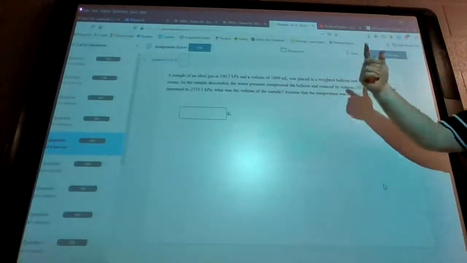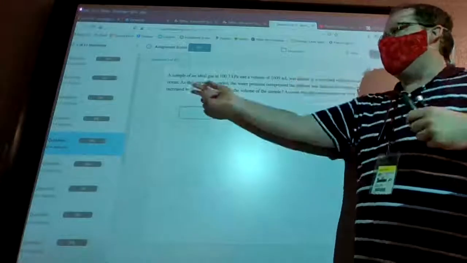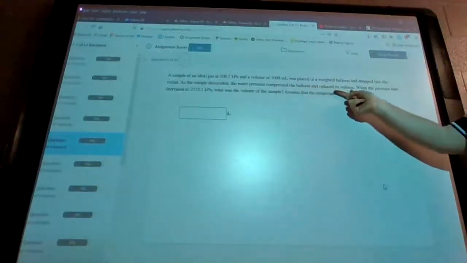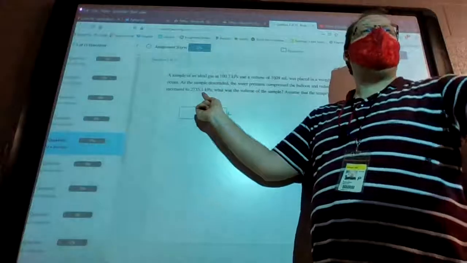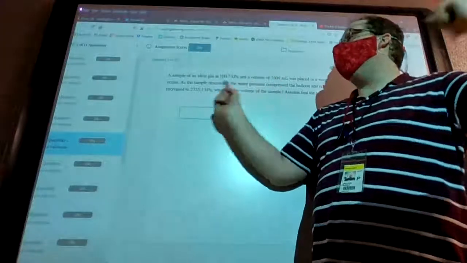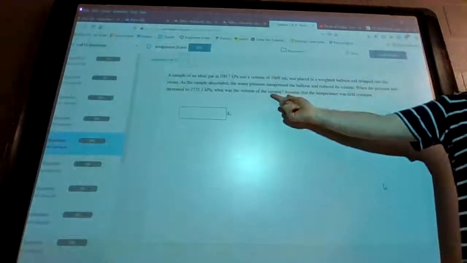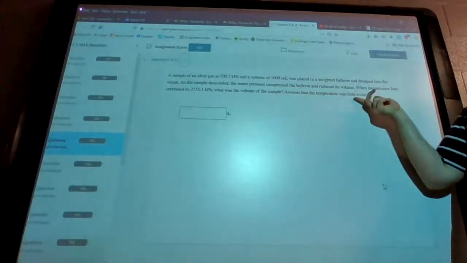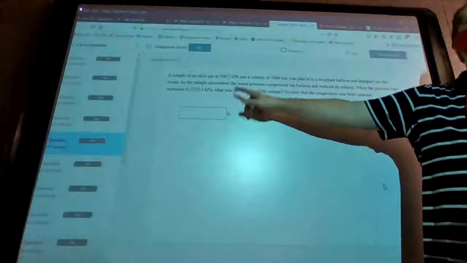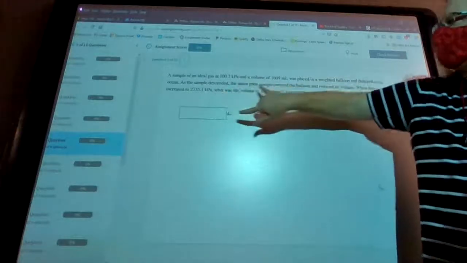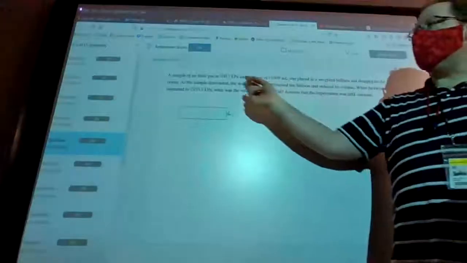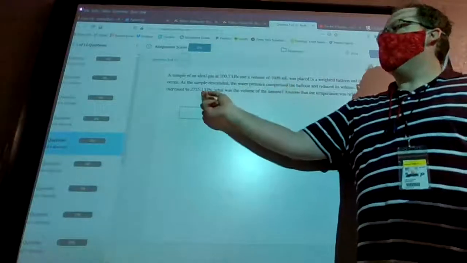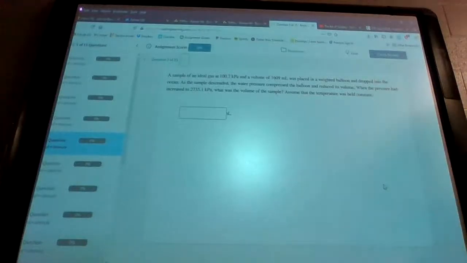So as this balloon drops to the bottom of the ocean, it's going to get squeezed. As the sample descends, the water pressure compresses the balloon and reduces its volume. It's squeezing it. When the pressure has increased to this, there's my P2. So I have P1, V1, P2. They ask me, what is the V2? What is the volume of the sample? Assume that the temperature was held constant. And I don't need to convert because both of my pressures are in kilopascals and both my volumes are in milliliters. So I'm going to use these numbers just like they're given to me. Plug this in for P1, plug that in for V1, plug that in for P2, and solve for V2. You should be able to get to the answer, just like we were doing on the board there.